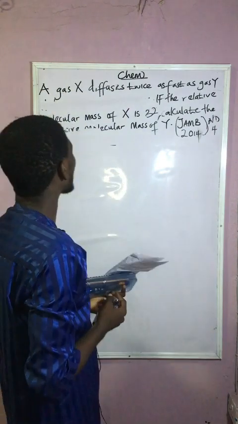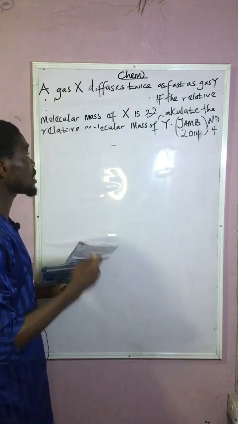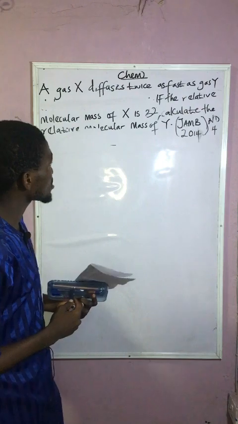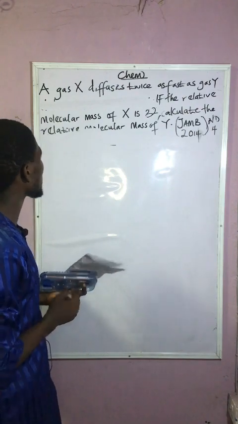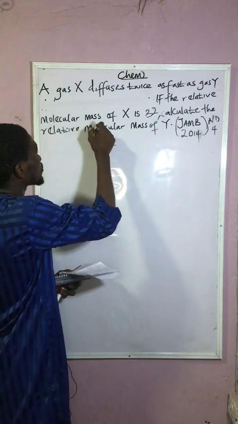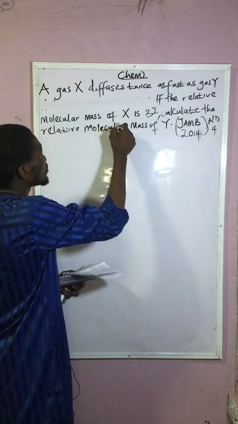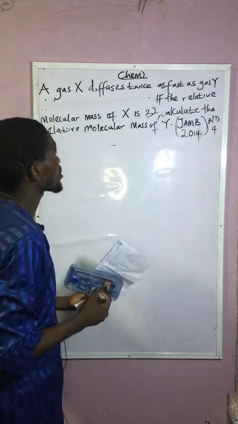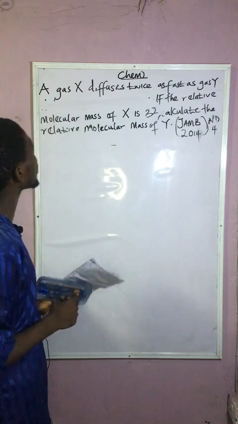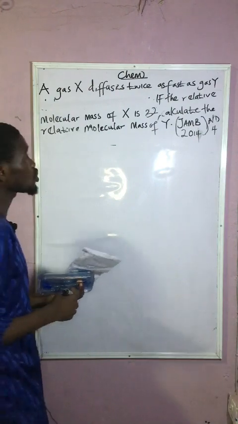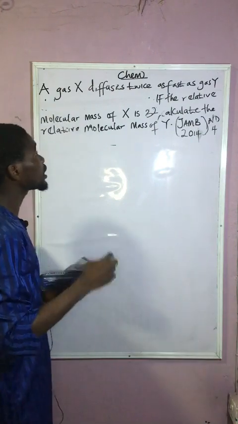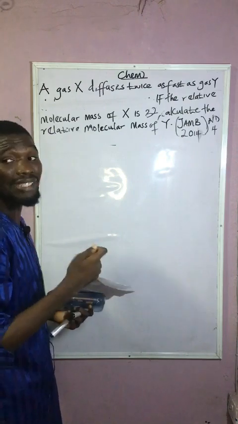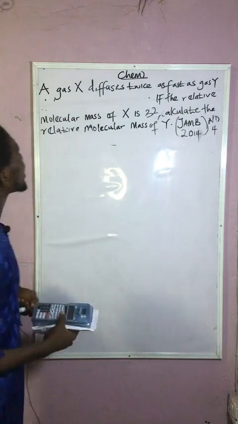If the relative molecular mass of X is 32, calculate the relative molecular mass of Y. You can see that the correction is similar to the one we solved earlier, but here we don't have it under the same condition. So guys, look at what you have on the board.